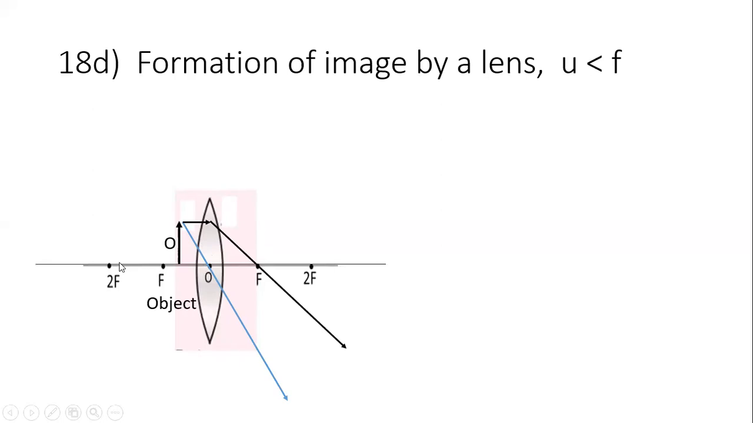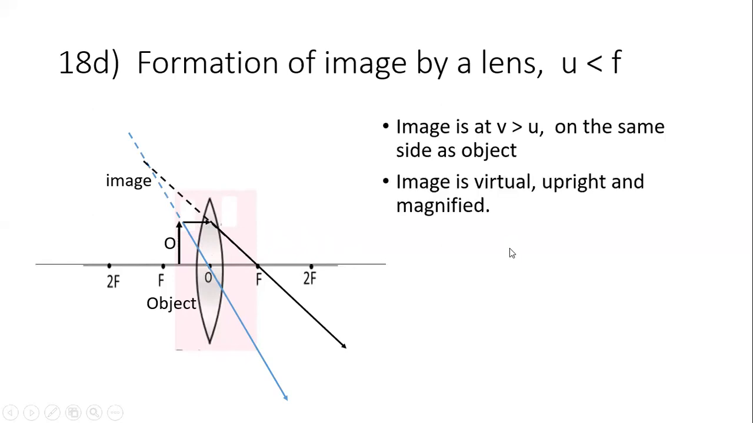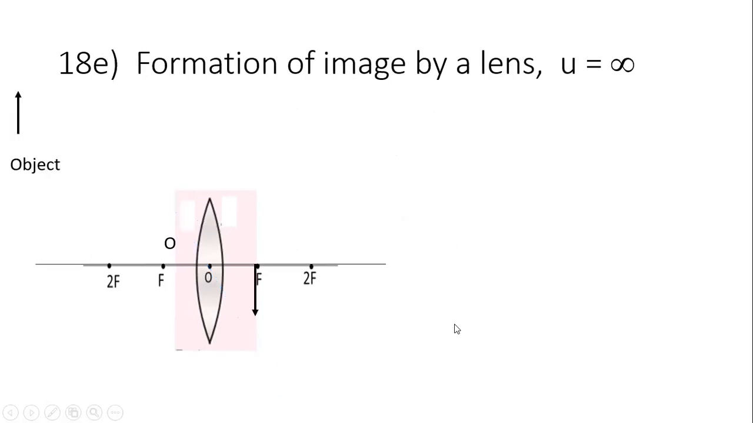to the principal axis. After it goes through, it passes through the principal focus and you produce it backwards there. Image is virtual, upright, and magnified. Use a magnifying glass. Okay.